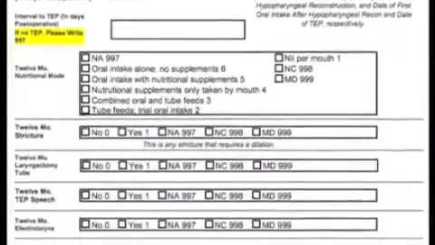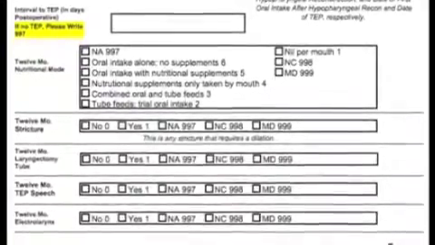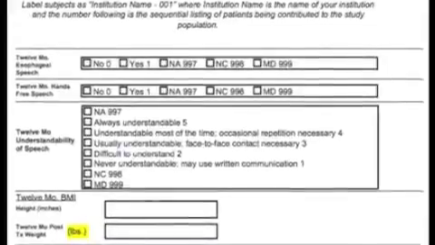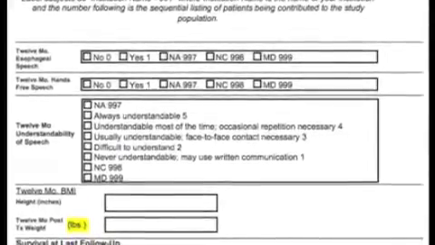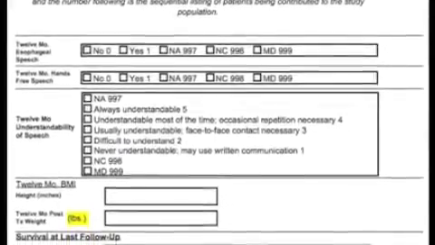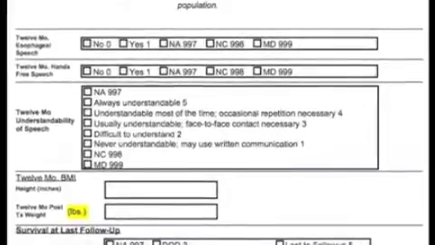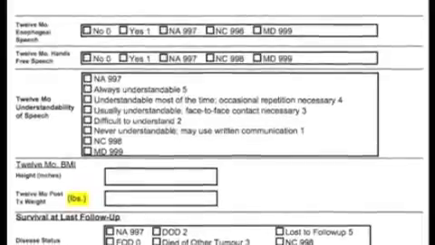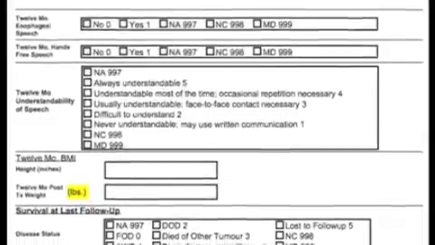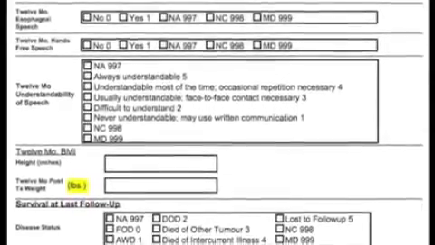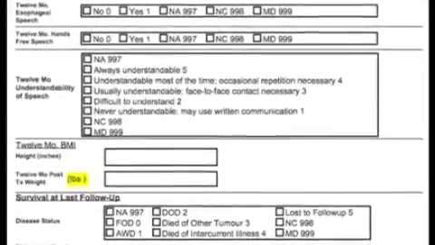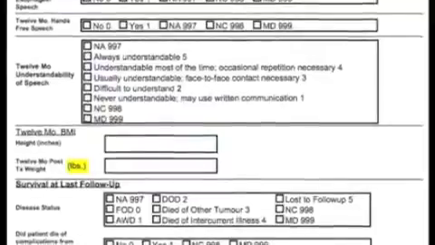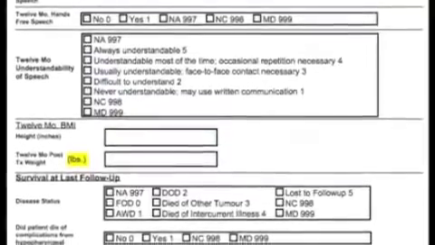The speech outcome fields continue at the top of page 8, where it should be recorded whether or not each patient was using esophageal speech or 12-month hands-free speech 12 months or more postoperatively. For the 12-month understandability of speech field, please use all information in the medical record to determine your best assessment of each patient's ability to communicate verbally. Please record each patient's postoperative height and weight 12 months or more from the completion of treatment.